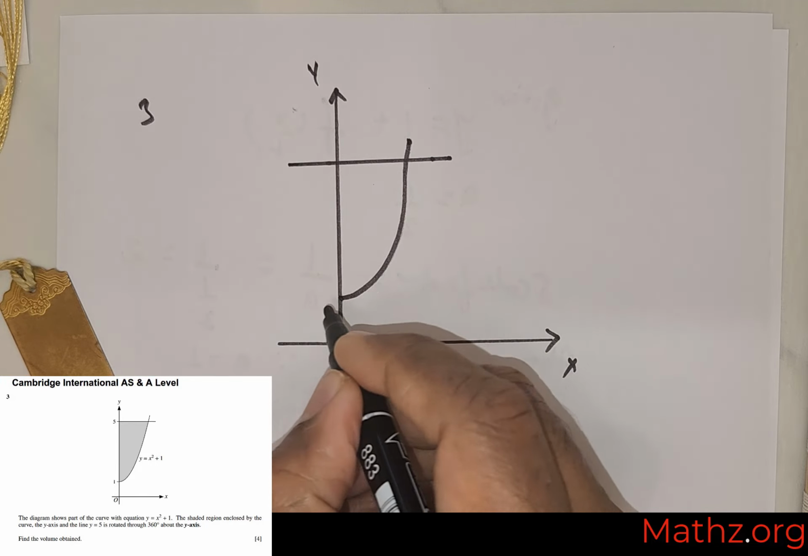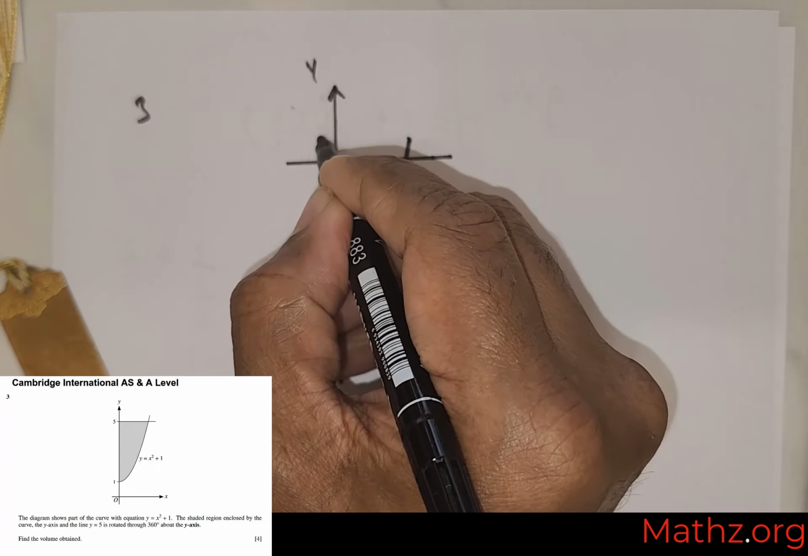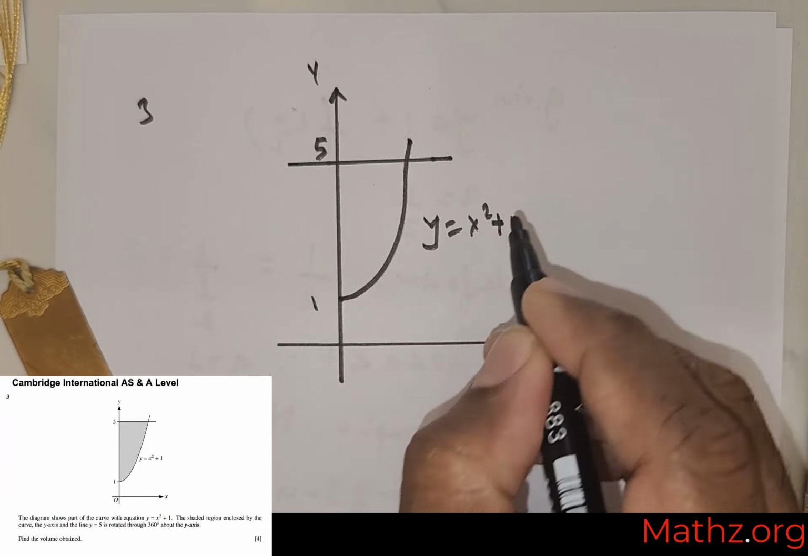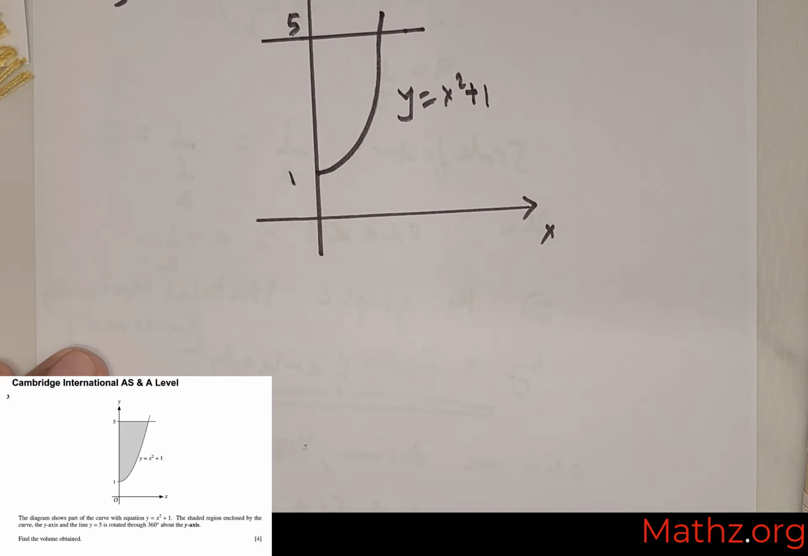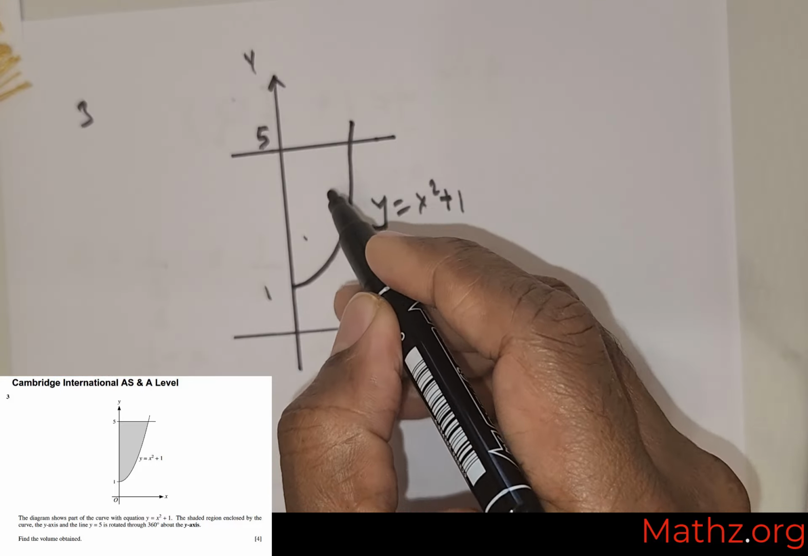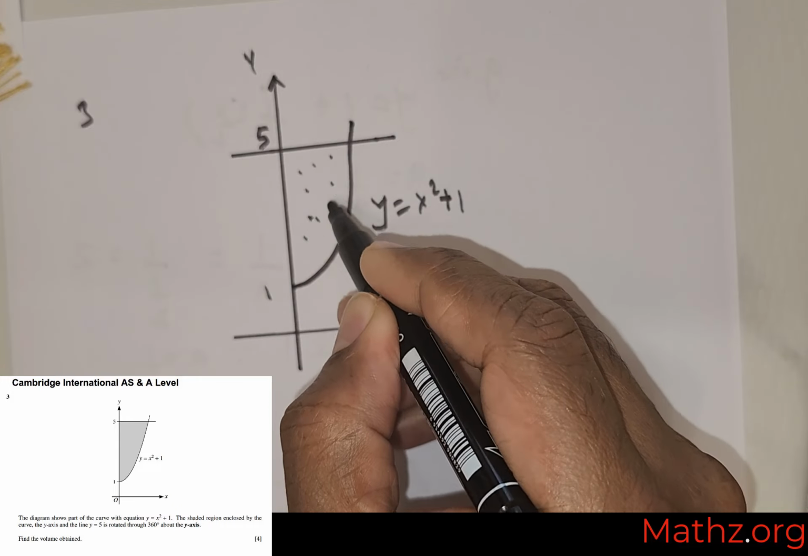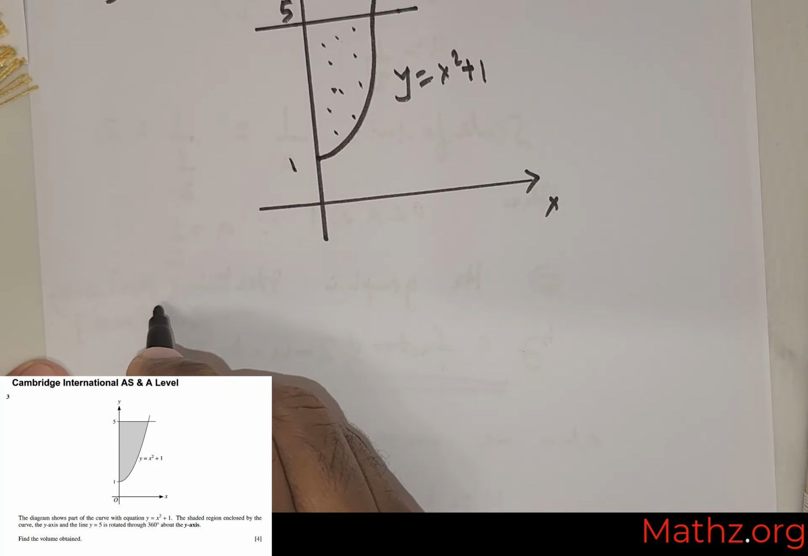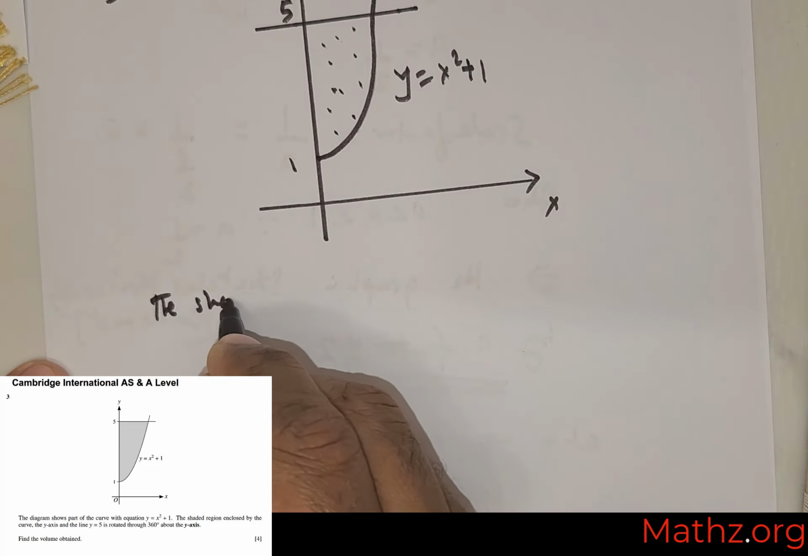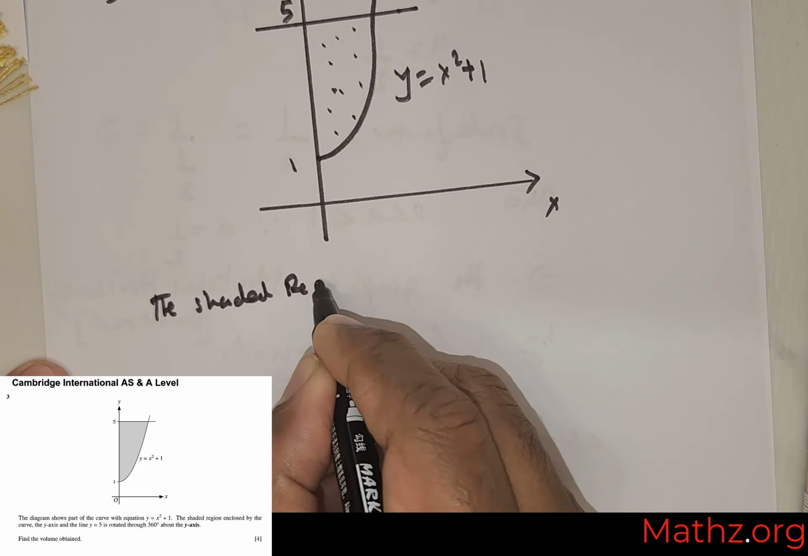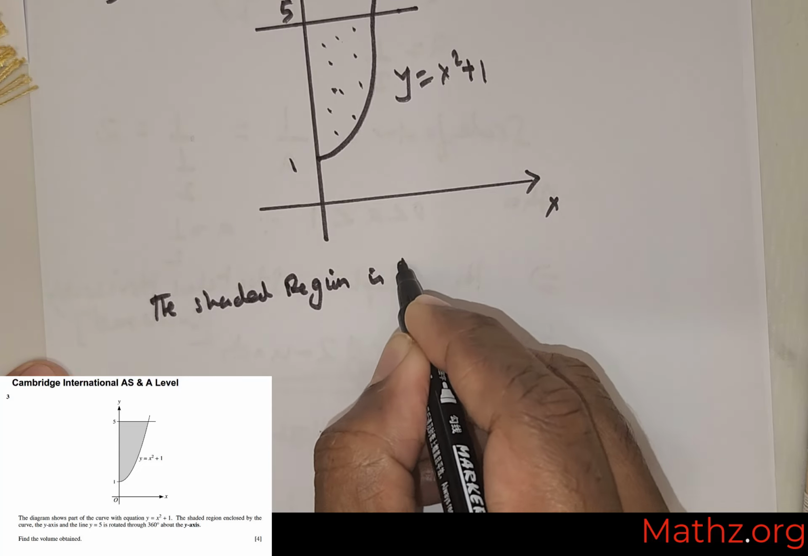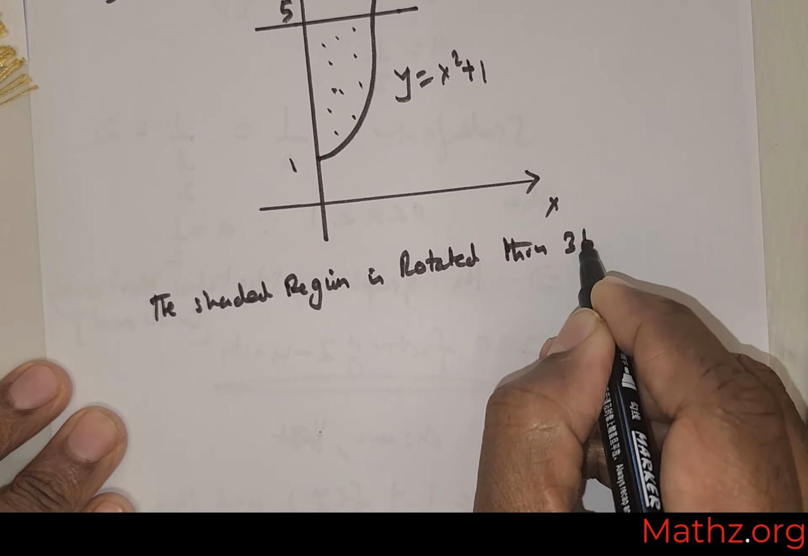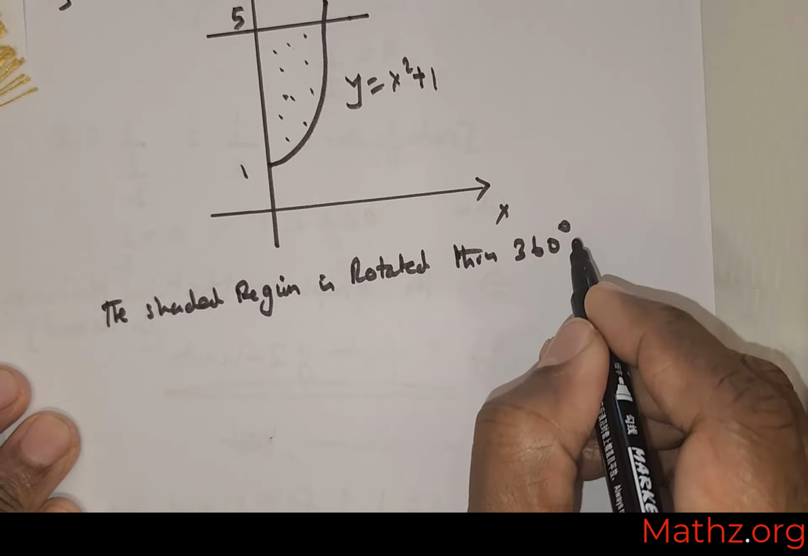And this point is 1 unit, this point is 5 units, this curve is y is equal to x squared positive 1. Now this is the shaded region. So the question wants the following: the shaded region is rotated through 360 degrees about the y-axis.